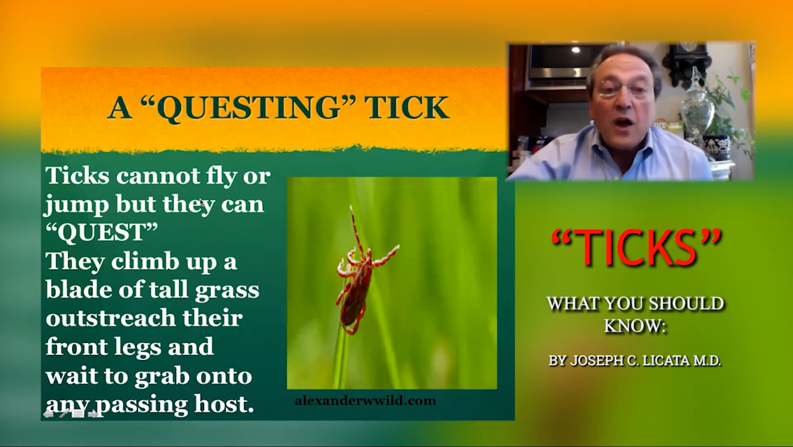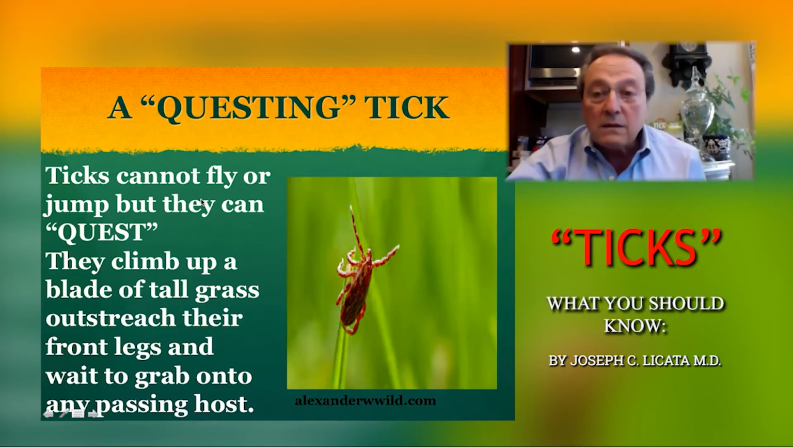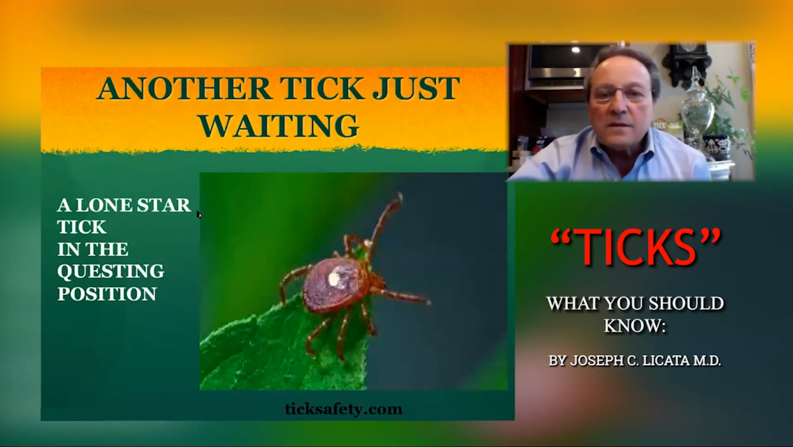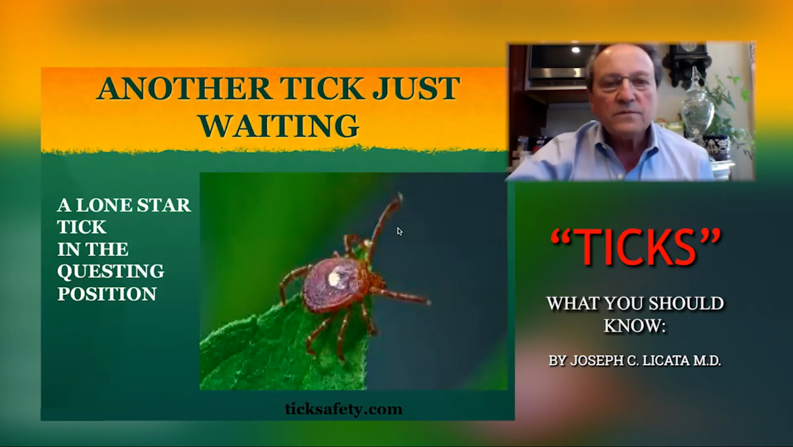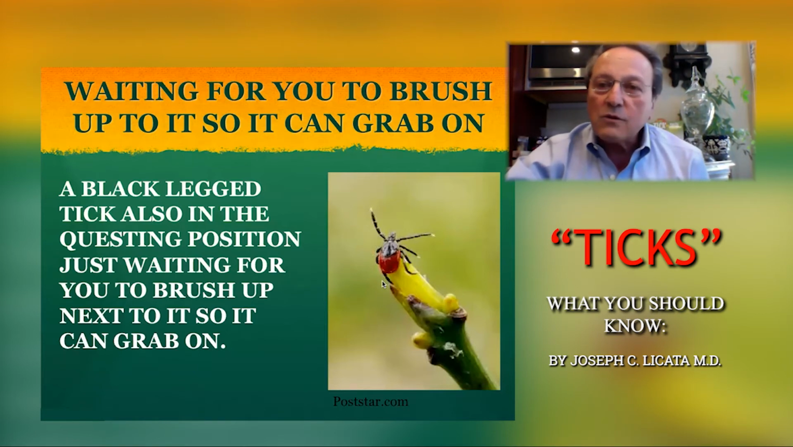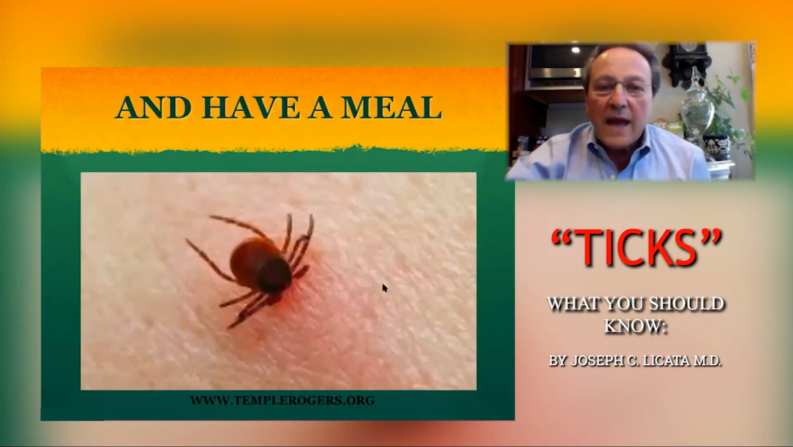Ticks cannot fly or jump, but they can quest. And what does that mean? Quest is when they climb up a blade of tall grass, outstretch their front legs, and wait to grab onto a passing host. This is a Lone Star tick in the questing position, and a black-legged tick also in the questing position, just waiting for you to brush up next to it so that it can grab on and have a meal.